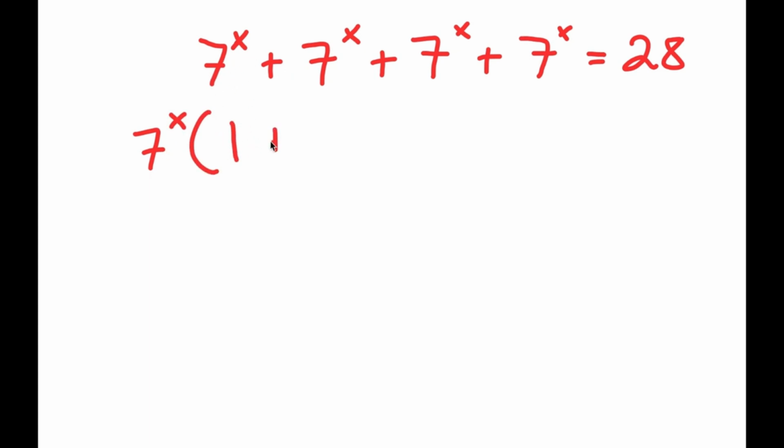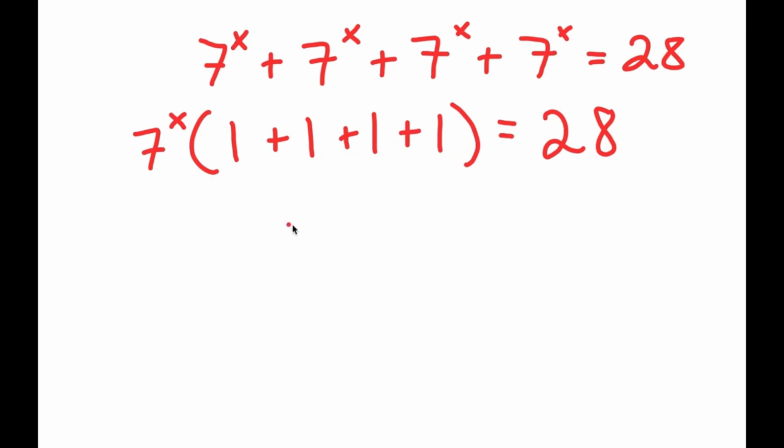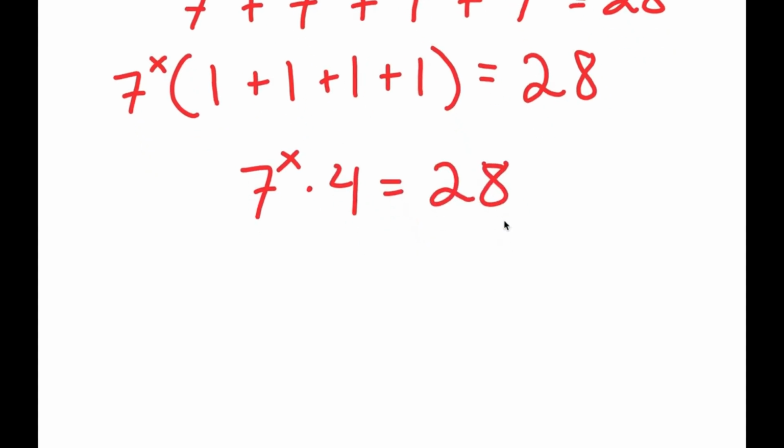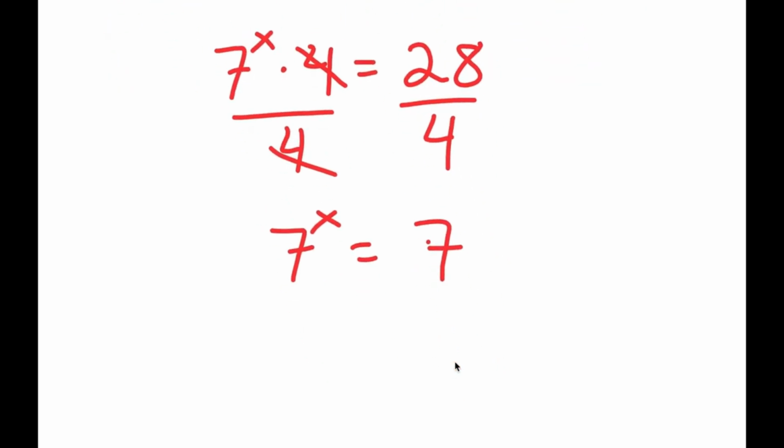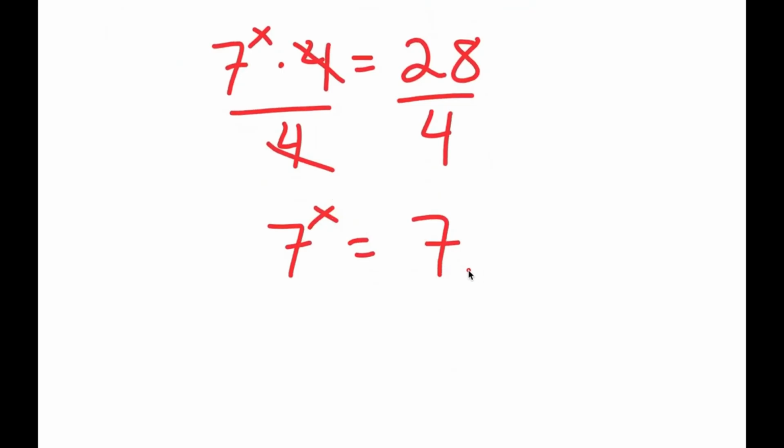So I get 7 to the power of x times (1 plus 1 plus 1 plus 1) is equal to 28. Now 1 plus 1 plus 1 plus 1 is 4. So I get 7 to the power of x times 4 is equal to 28. And now if I divide both sides by 4, these two cancel out and I get 7 to the power of x is equal to 28 divided by 4, which is 7.